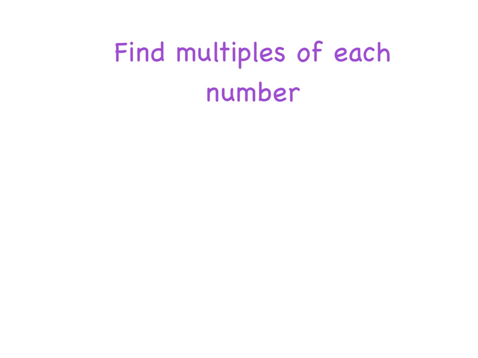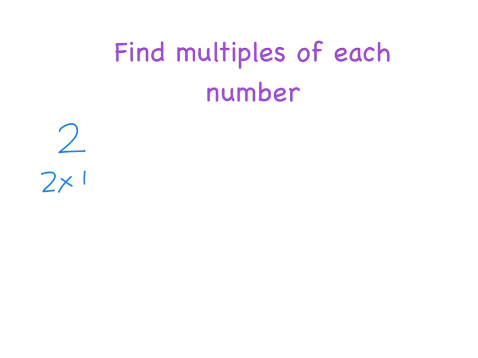A multiple of a number are numbers like 2, 4, 6, 8, 10. When we skip count, that is finding the multiples of a number. So, for example, let's find the multiples of 2. Multiples would be listing out all of the ways that you can multiply 2 by any number to get a multiple of it, a bigger number.